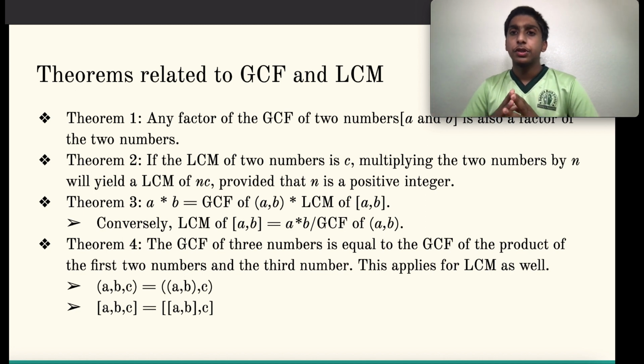So let's just say I found the GCF of A and B. The GCF of A and B is X. So then after I find that, I can find the GCF of X and C to find the GCF of all three numbers. So that's a quick shortcut you could use.